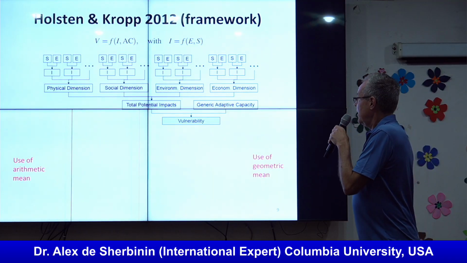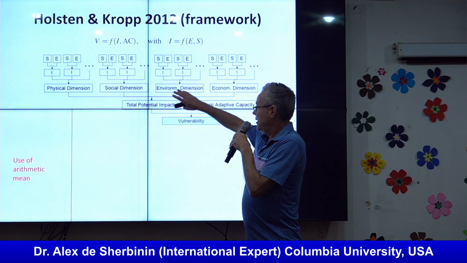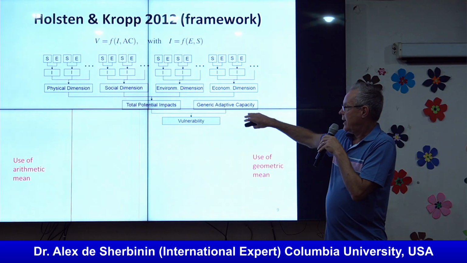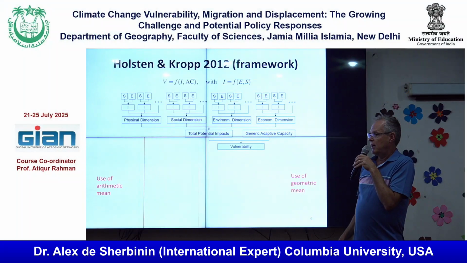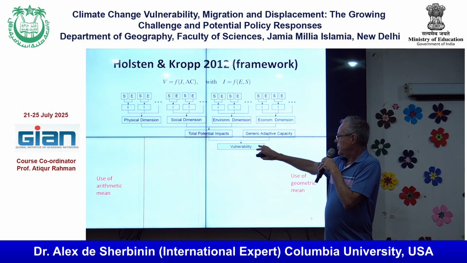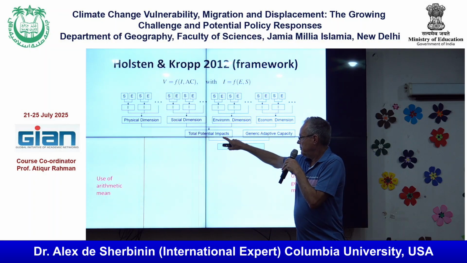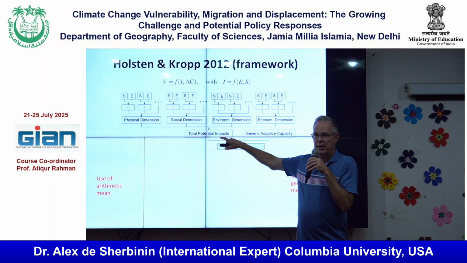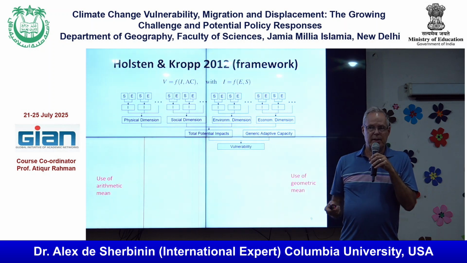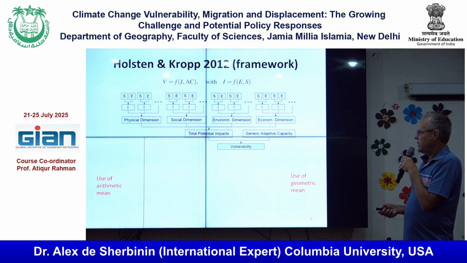So they then summarized all of the total impacts across these 4 dimensions. And then they had a generic adaptive capacity measure for each unit of analysis. And that led to an overall vulnerability metric. But they took here the geometric mean of these 2 variables. And we're going to talk more about what a geometric mean does and why it's useful in some cases to use a geometric rather than an arithmetic mean.